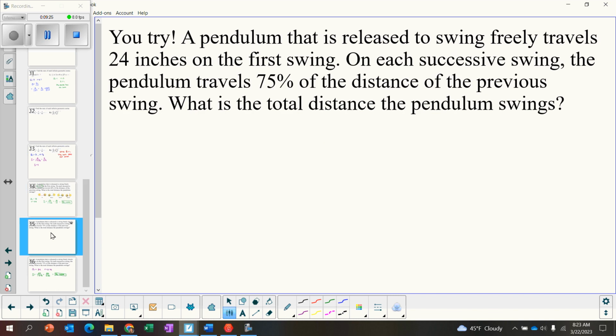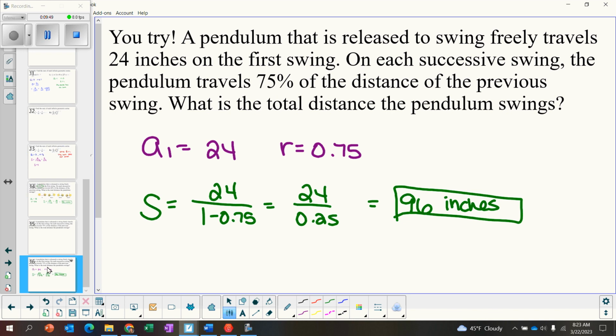So you're going to try the next one, same idea. The first swing is 24 inches, and on each successive swing, it's 75% of the distance. So pause when you're ready to see the answer, hit play. All right, so a sub 1 was 24, and the r was 0.75, so we actually get a sum of 96 inches. And that is section 8.4, Algebra 2.